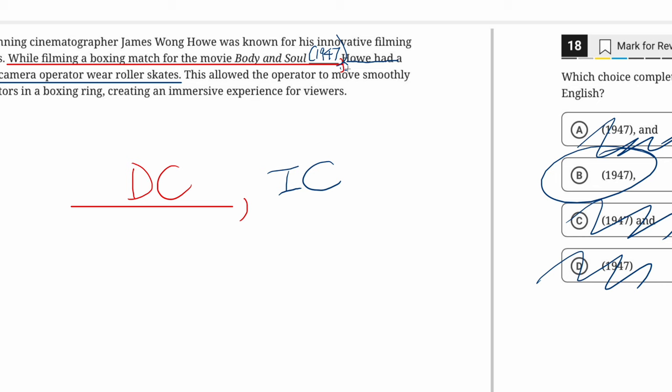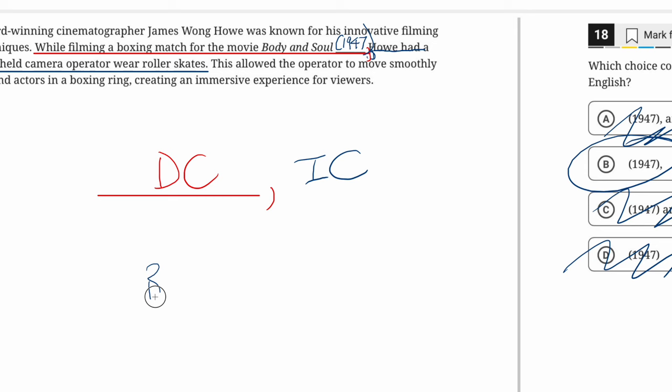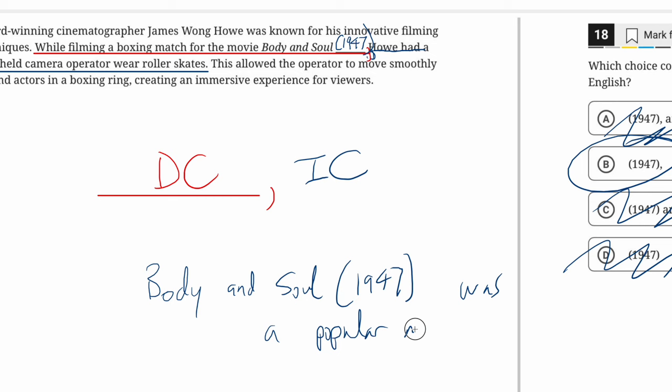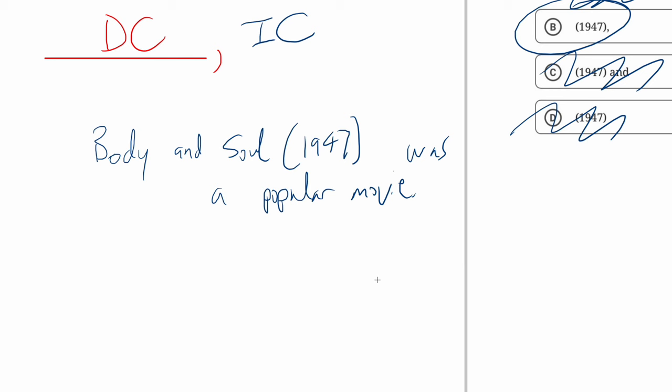If it had said here, like, Body and Soul 1947 was a popular movie, I don't know if it was or not, but in that case we wouldn't have needed a comma in this situation, so we don't put a comma after it. One place where you never would have a comma in any circumstance would be right before parentheses, but here it goes after the parentheses, and so it's going to be B.